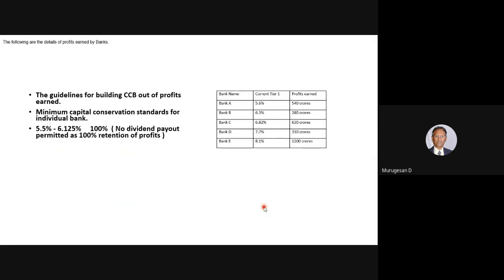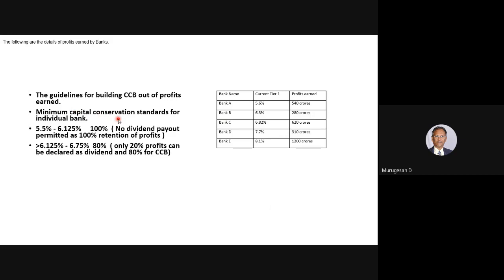How will the bank manage with IRS? Okay, now we see the question. Wonderful. I think they have asked this question before, but it doesn't mean they will not ask again. You see, there are guidelines now. How does the bank have to build up CCB? CCB means capital conservation buffer. How do they have to build it up? Out of profits. So under Basel III, there are guidelines. What is the guideline?